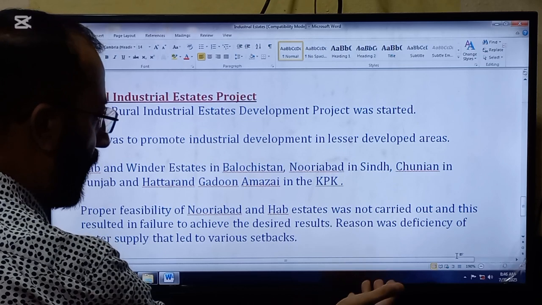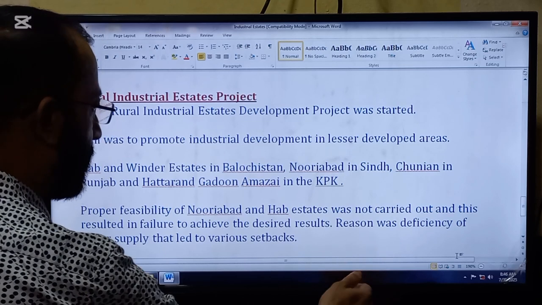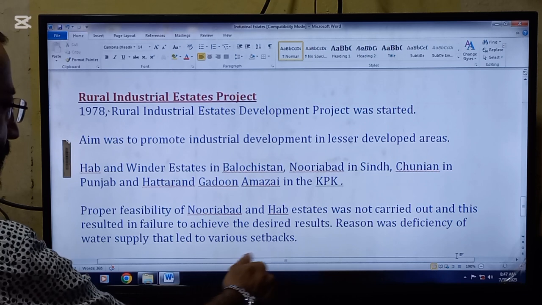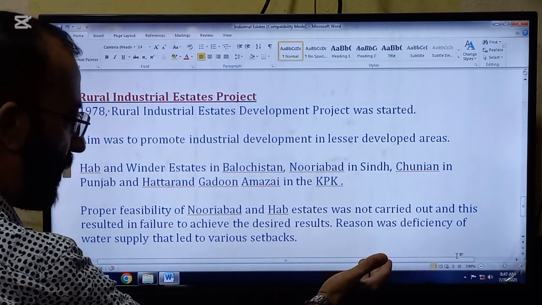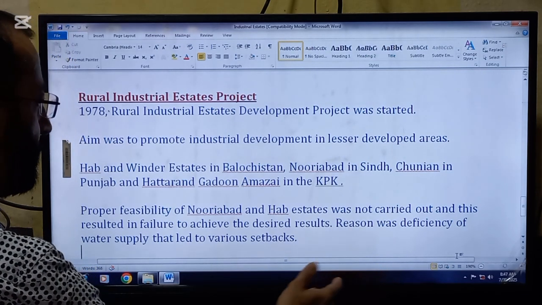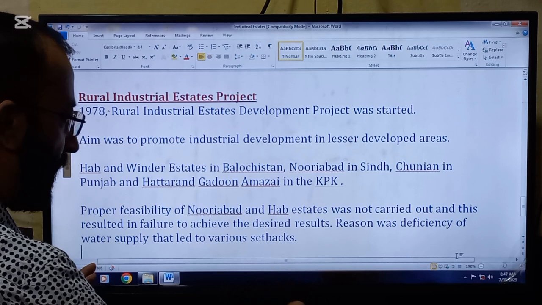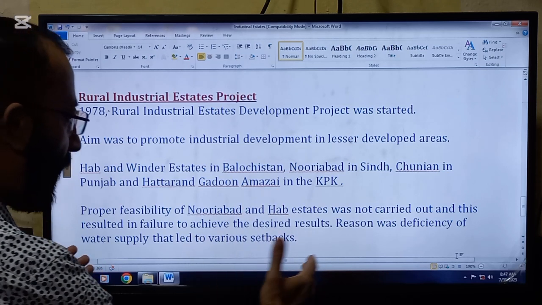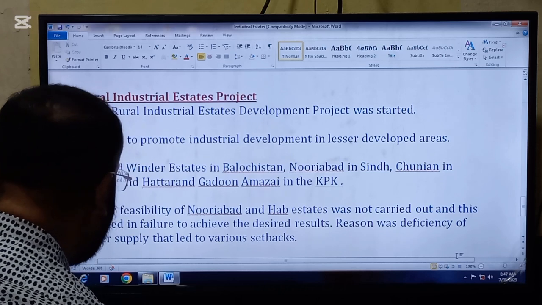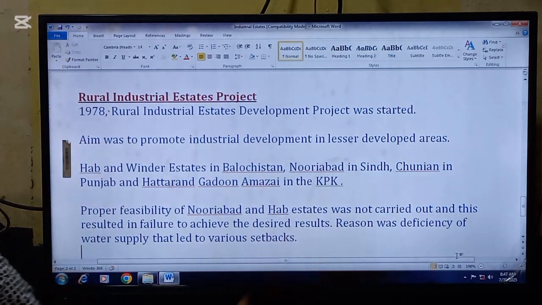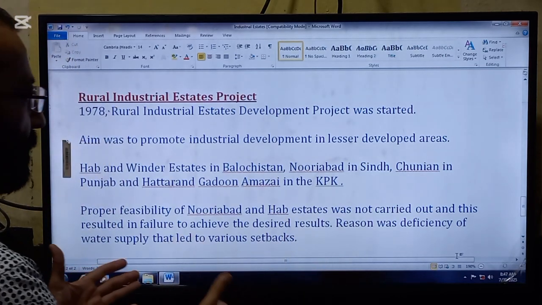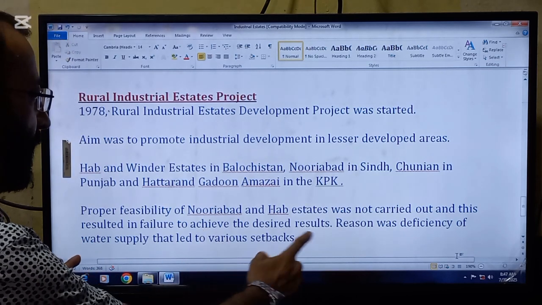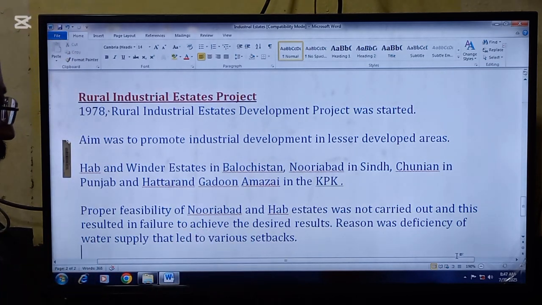Look now, what a big mistake there was. The reason was the deficiency of water supply, which led to various setbacks. The planners could not anticipate the fulfillment of the water requirement. Because water is the main requirement in the working of different industries, the Nooriabad and Hub estates resulted in failure.